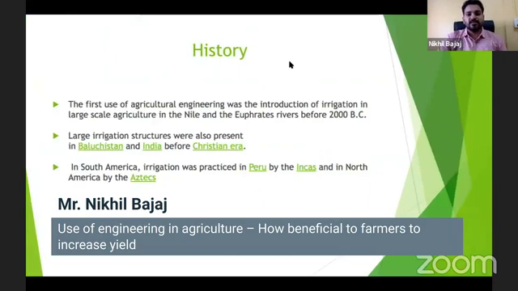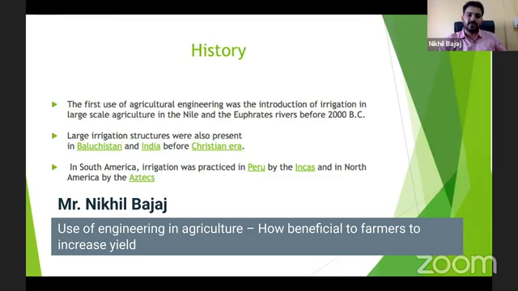In agriculture engineering, the main thing was irrigation, which existed before Christ, around 2000 BC, and large irrigation structures were also present in India and Balochistan before the Christian era. Also, it was practiced in Peru and by the Incas, and in North America by the Aztecs.